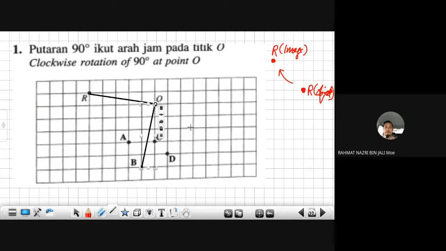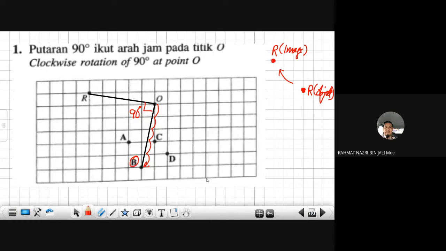Okay, B also, let me count together. 1, 2, 3, 4, 5. So 5 units from O to B. Okay, how about the angle? The angle is 90 degrees. So the answer is B. So the object to the R is the point B.